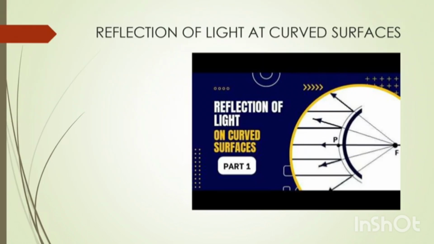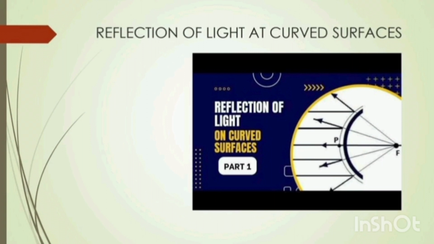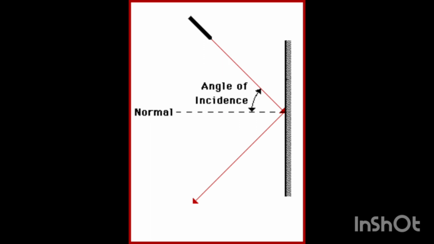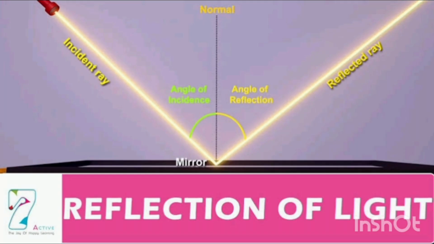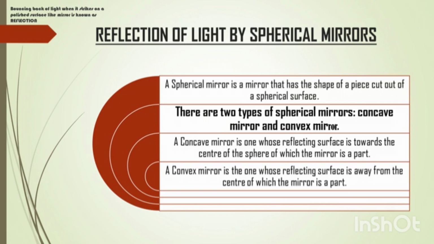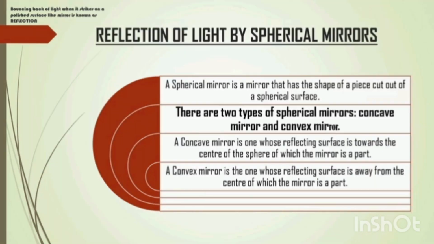Hello everyone, today we are going to start the first lesson of physics class 10th, reflection of light at curved surfaces. So what do you mean by reflection? Reflection is the phenomenon of bouncing back of light rays when it strikes an opaque surface. We can also say that reflection is the phenomenon of change in the path of light without any change in the medium.